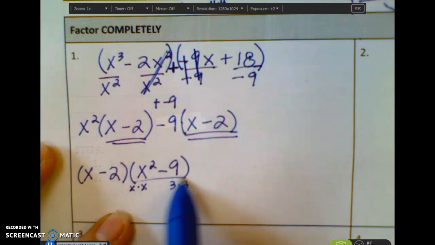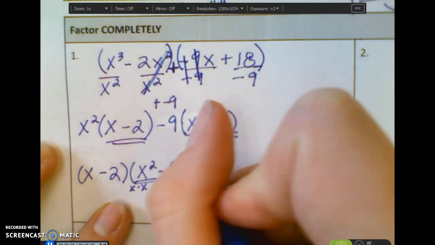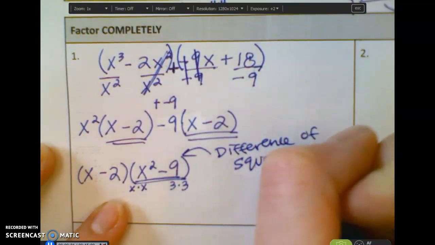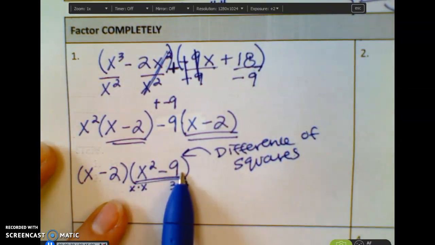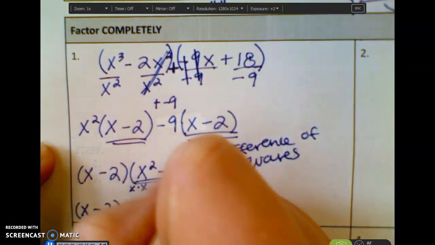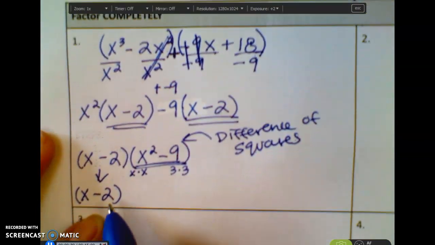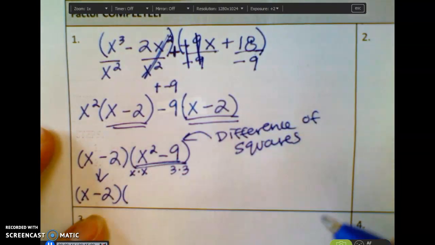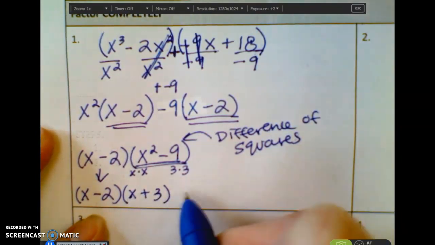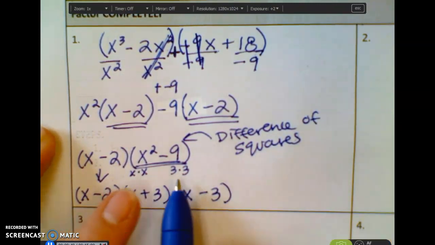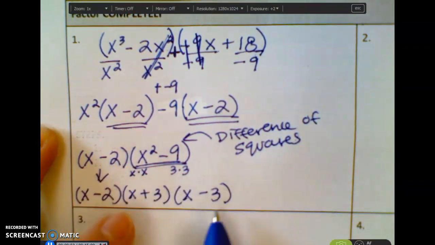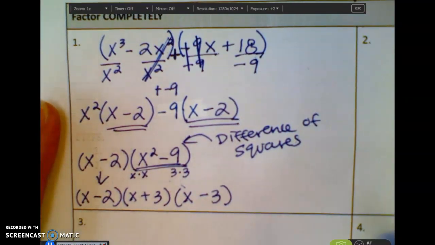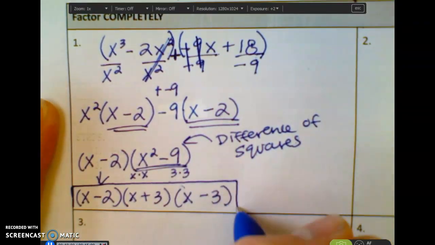So we can actually go further with this set of parentheses. This is a difference of squares because we have a minus sign and we have 2 perfect squares. So when that happens, you bring down this other factor. We didn't do anything to x minus 2. X squared minus 9. How can we factor that? Well, we know a difference of squares is going to be x plus 3, x minus 3, because we have x times x and 3 times 3, so 1 plus. And real quick, we'll check again. Do we have any other perfect squares? No, we don't. So that is our answer.